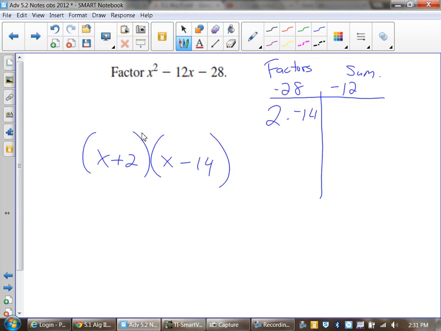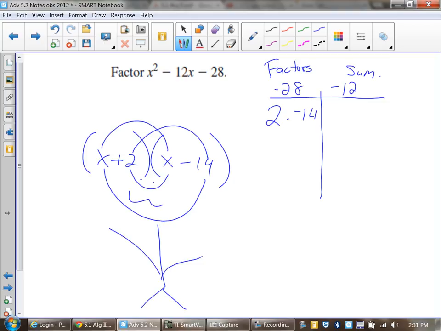So when you FOIL this back out, or Billy binomial, you don't know Billy binomial? I thought you would have at least known that. Billy trinomial. Ready? First, outside, inside, last. It's Billy binomial. It's called foiling.